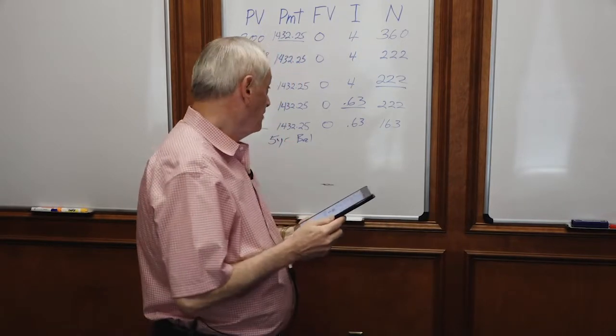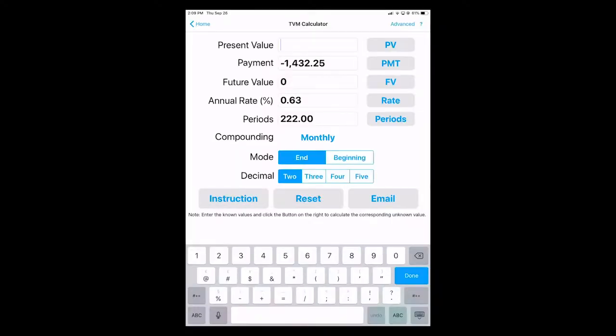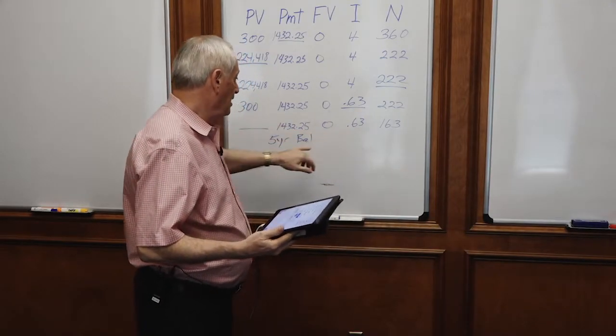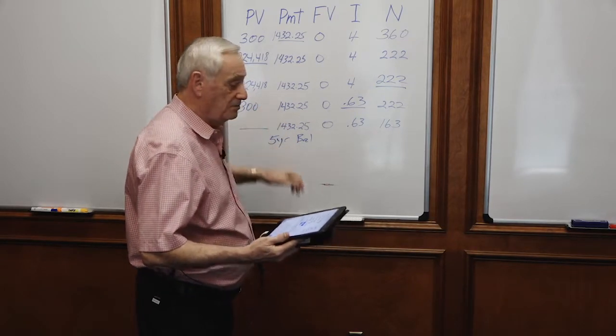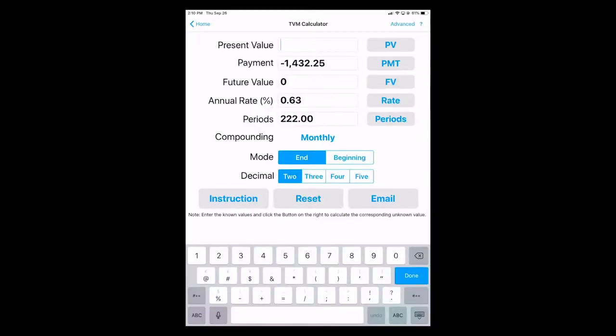So we're going to solve for present value. Okay, we have the payment in there already. It didn't change. It's $1,432.25. Now we've already got the annual rate in there, because remember, that is now our new interest rate on that present value that we started with of $300,000. So now we know that we got to change the 222, because there's no longer 222 periods.